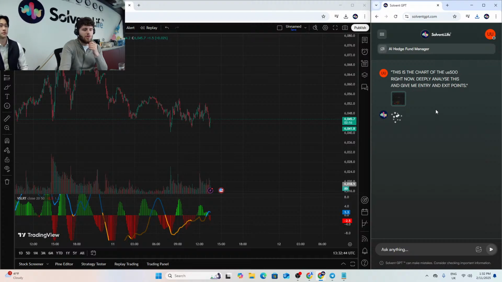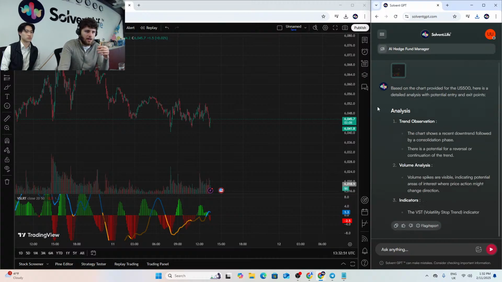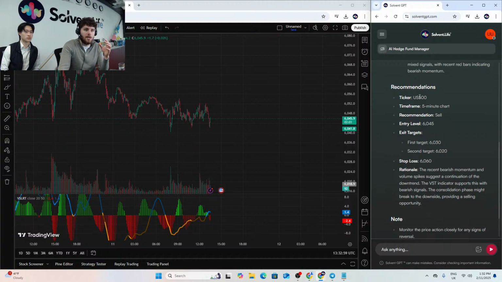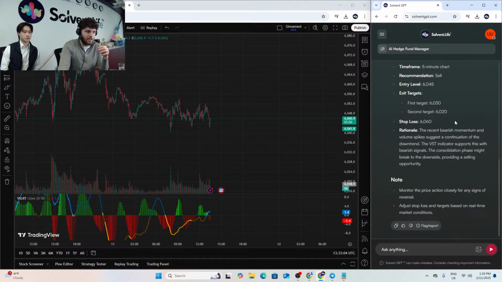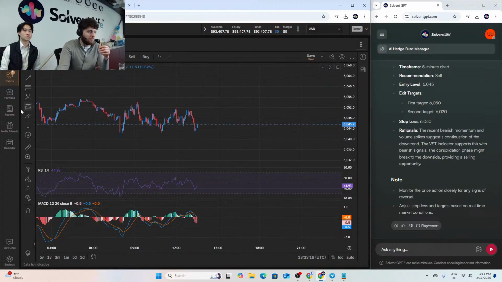Sure. So if you're just tuning in, effectively what we're doing, we are trading using Solvent GPT, our AI software. We've just taken a screenshot of this current chart, uploaded it to the software, and it's given us an exact minute-by-minute trade that we can follow to actually make some profit here. It's recommended we sell at an entry level of 4,045, which is what we're currently on, and then we have 2 exit targets. So let's go ahead and put this sell order in before the market moves too much.